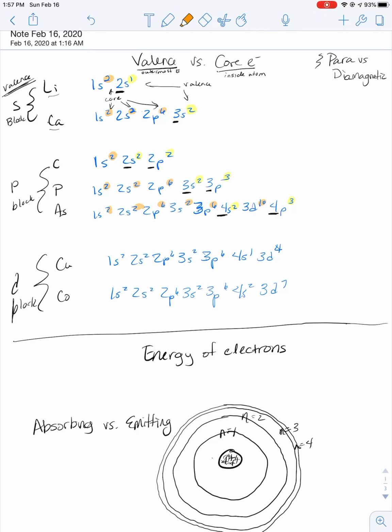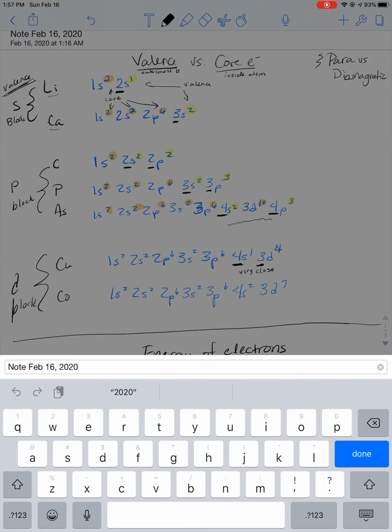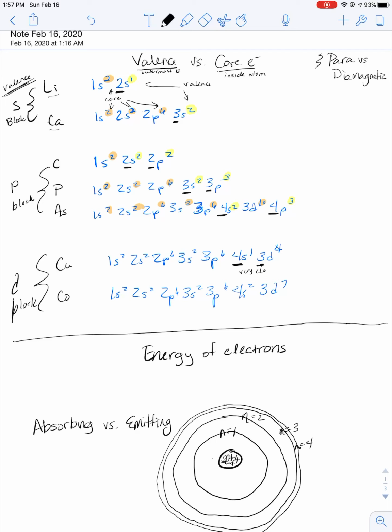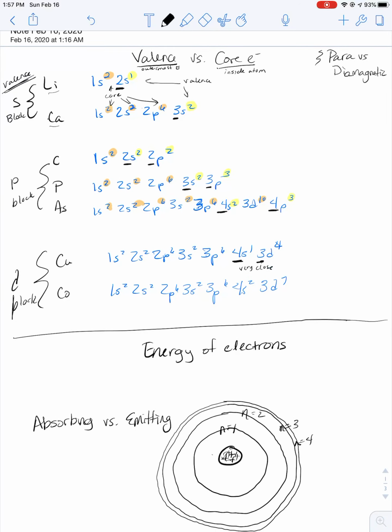Now, there's going to be something that's a little bit different for the D block, and that's because in the D block, the outer electrons are in very, very close proximity. So this guy right here and this guy, they are very close. It's not an issue up here. It's not close enough for you to end up pulling anything out of the D, but these ones right here are very close to each other.